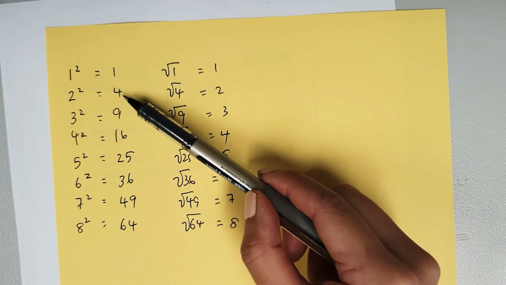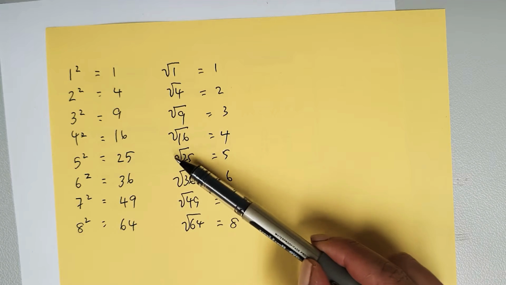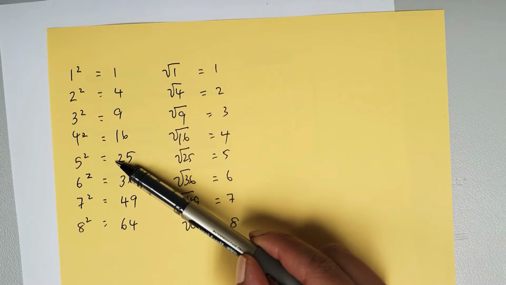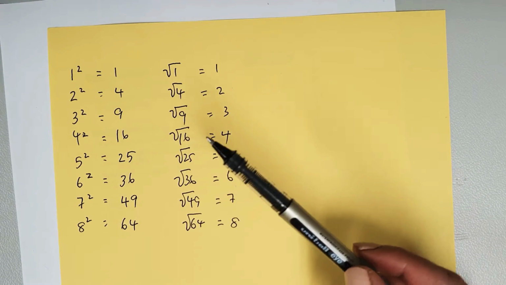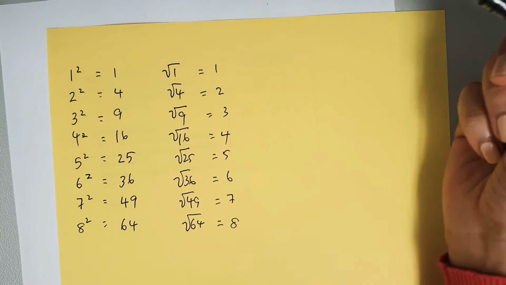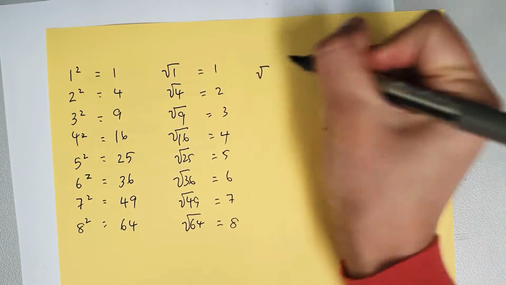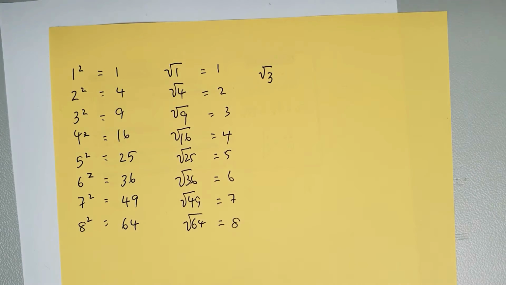So if you square root 4, you'd get 2. If you square root 25, you're going to go back to 5, and 5 squared is 25. So these are all reversible. Now what happens, however, if I was to square root the number 3?